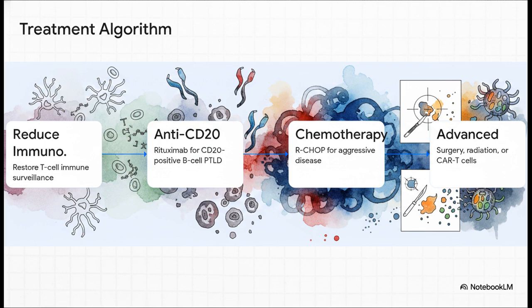Step 2, for CD20-positive B-cell PTLD, we bring in rituximab. It's a targeted monoclonal antibody that just wipes out B cells, and honestly, a lot of patients respond beautifully to this alone. If the disease is more aggressive or it's just not responding, we graduate to step 3, which is R-COP chemotherapy. And finally, for those really stubborn refractory cases, we start looking at advanced therapies like CAR T cells.